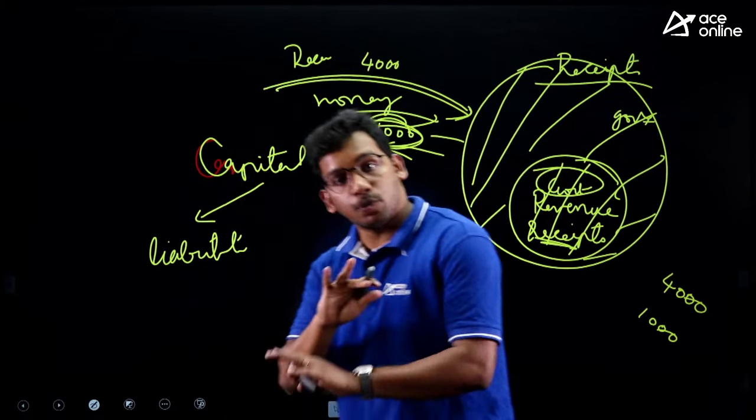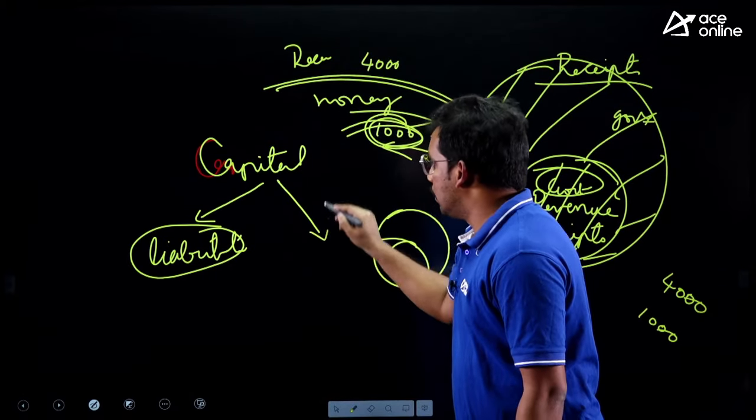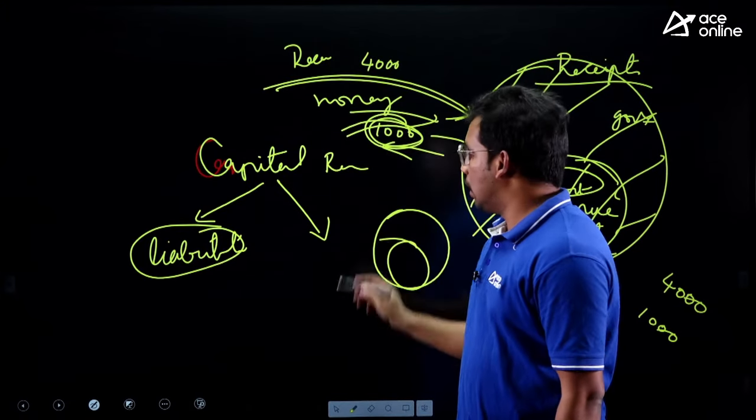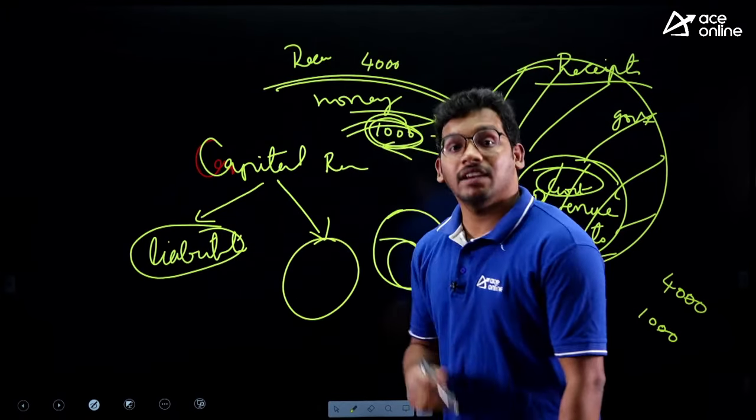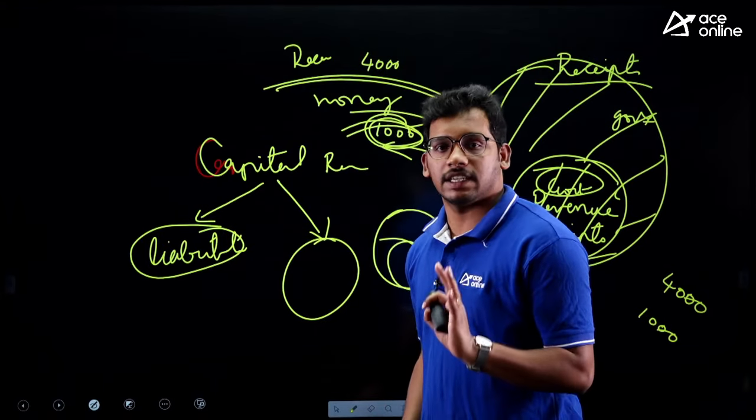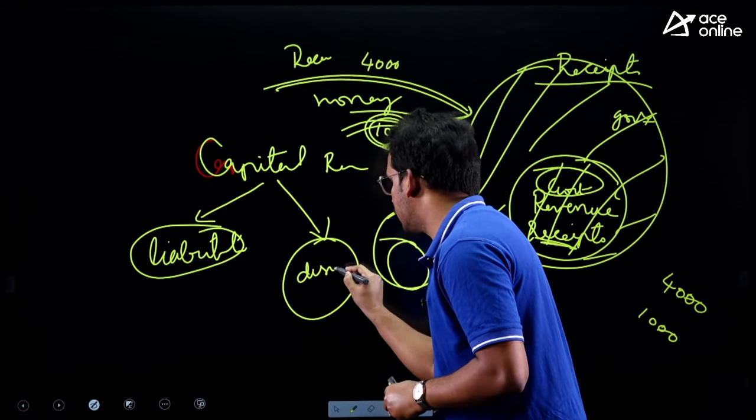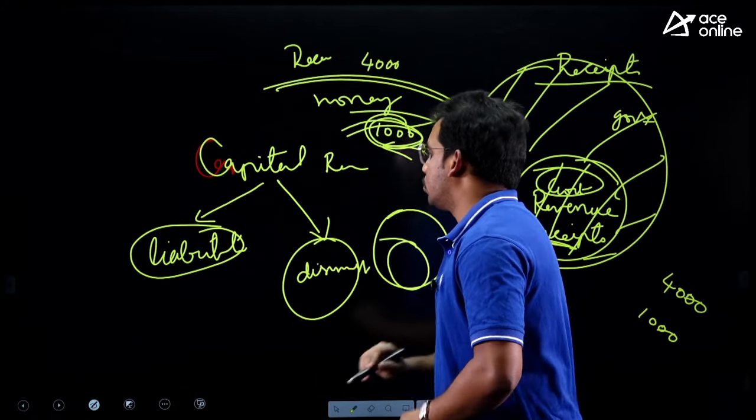That is, government has to pay back the money. Those are called liabilities. And so these are capital receipts I am discussing. And the disinvestments, that means government has sold its assets to some other companies. So disinvestments. So this you need to know.